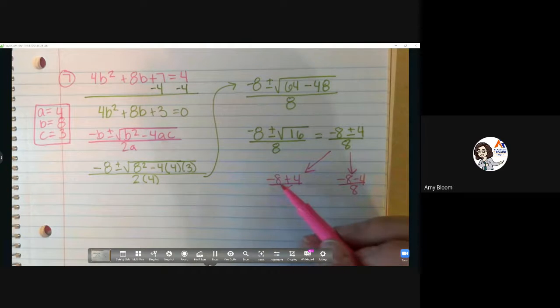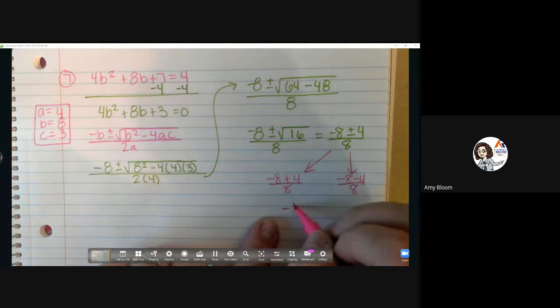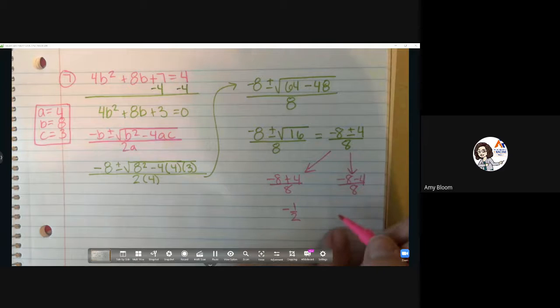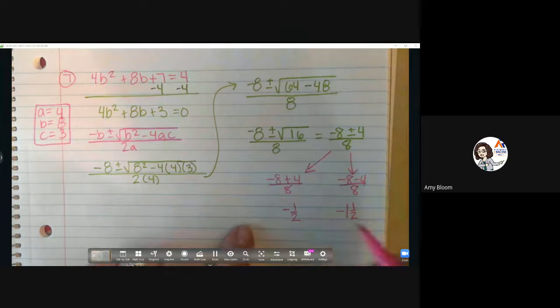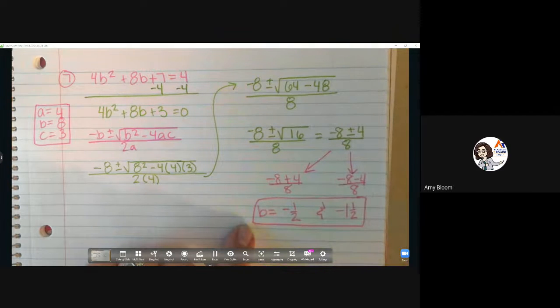So negative 8 plus 4 is negative 4. And negative 4 divided by 8 gives us negative 1/2. Here, negative 8 minus 4 is negative 12. Negative 12 over 8 doesn't divide evenly, so we end up with negative 1.5. So for this problem, we know that B can equal negative 1/2 or negative 1.5.